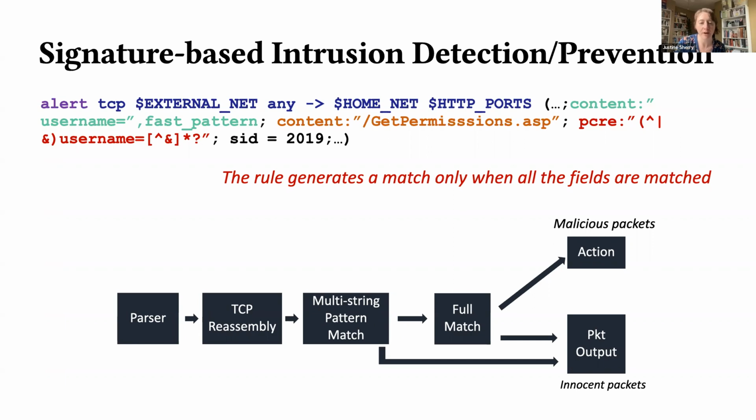First, the packets arrive and are parsed to identify Ethernet, IP, and TCP headers, and then there's the TCP reassembler. The multi-string pattern matcher checks for exact matches against exact match strings that must be found in the payload. Those are things like the string username or get permissions. The full matcher then checks regular expressions like this longer regex here.